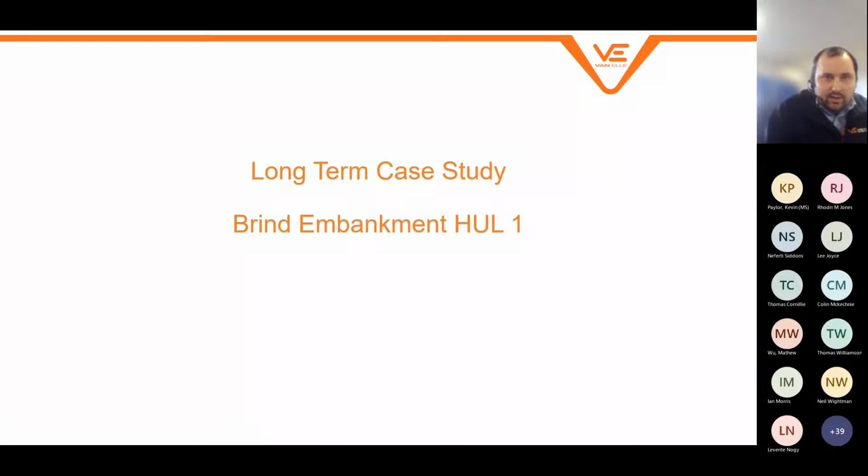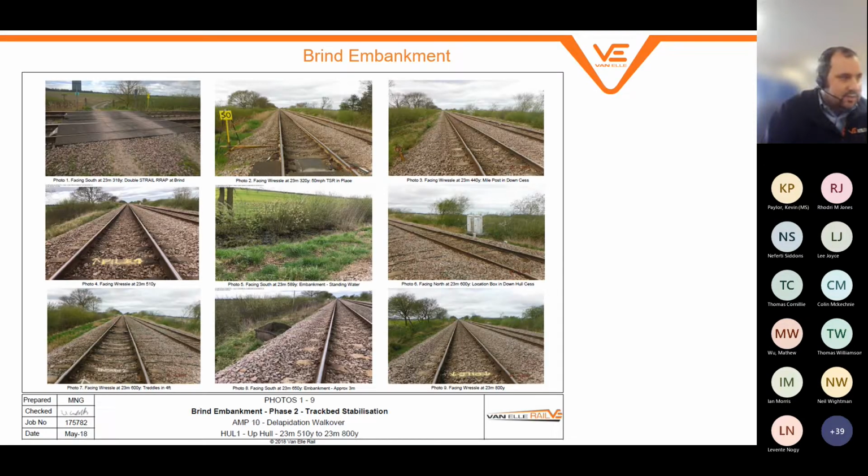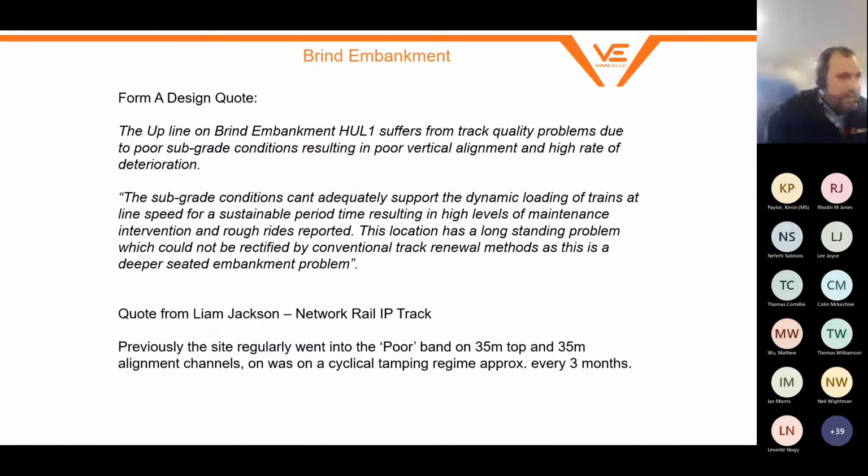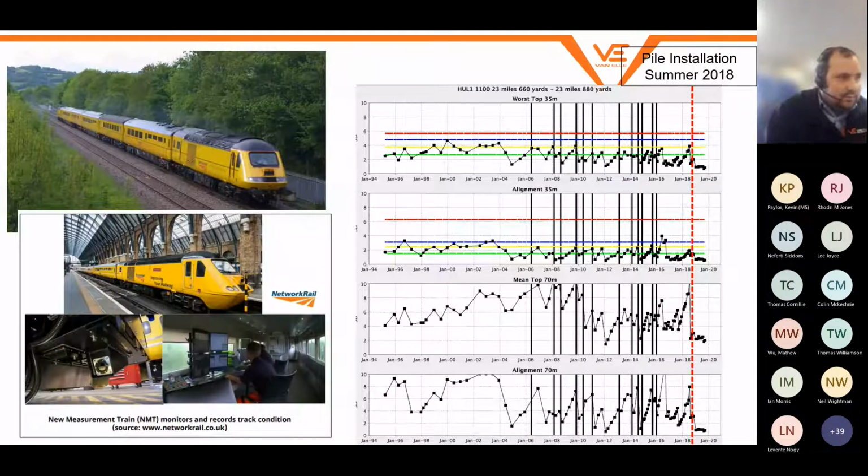Long-term case study that we always kind of reference back to is Brind Phase 1. So this is the first project that we did for Network Rail, and similar to the other example, nothing that stands out as being a major problem. Although when you look at the track, you can see there is a slight cant on the track that shouldn't be there, mainly due to the embankment starting to move and fail. There were historic track quality problems as well.